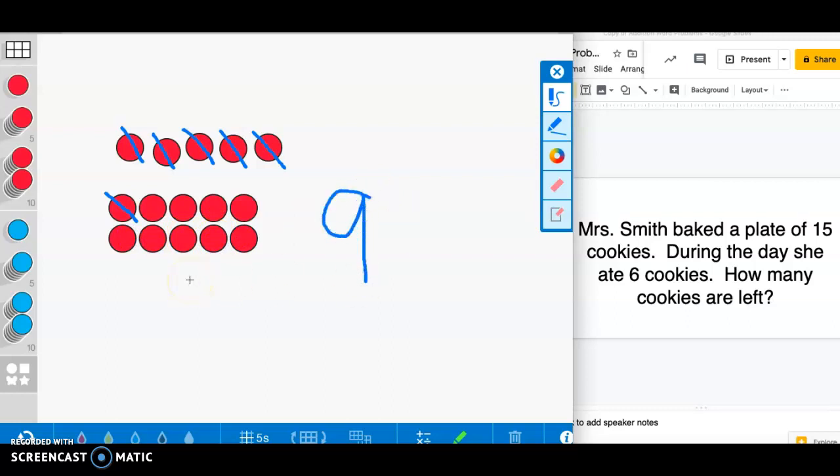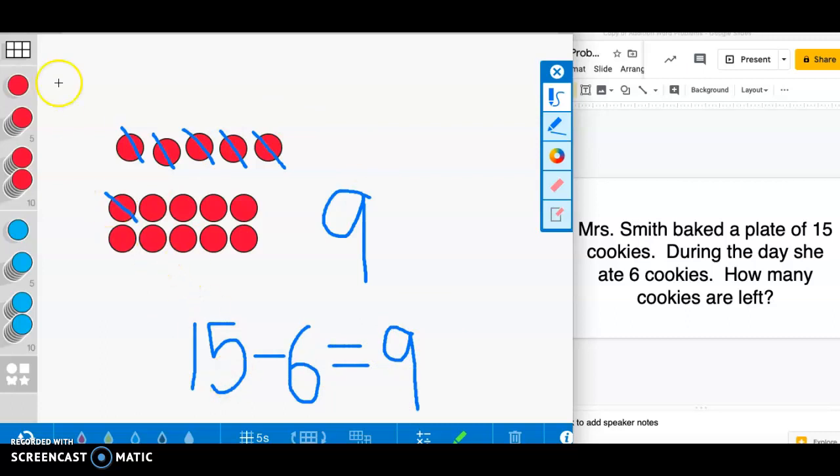So now, of course, we need to write a number sentence. So our number sentence for a subtraction problem always starts with the biggest number. So our number that we had before was 15. 15 minus, and we subtracted 6, 6 equals 9. There were 9 left over. Good job. Okay, let's get ready for the next problem.